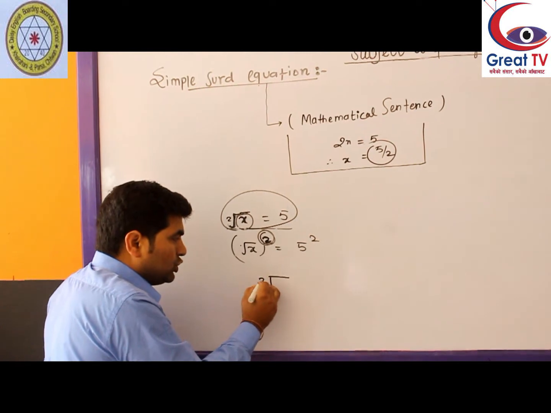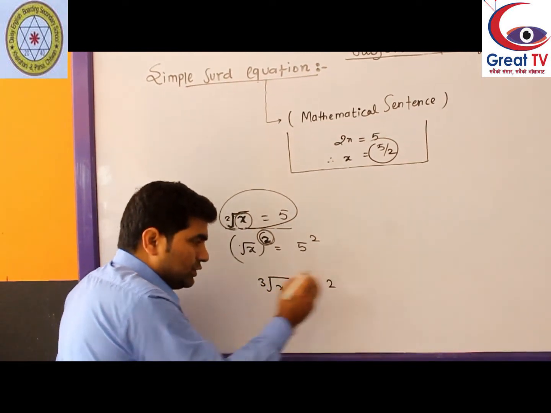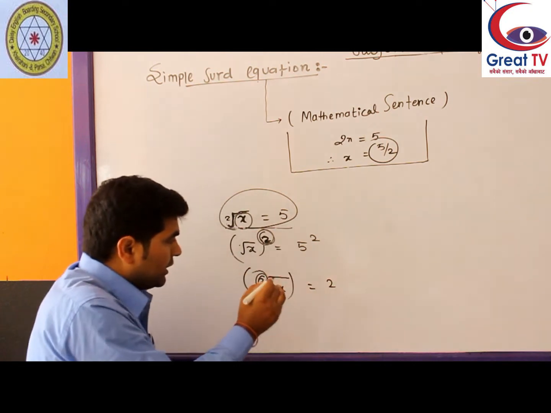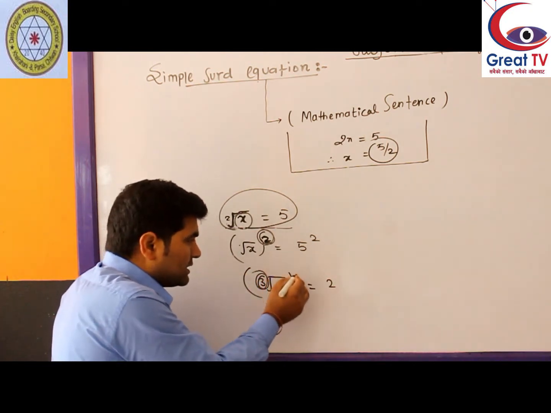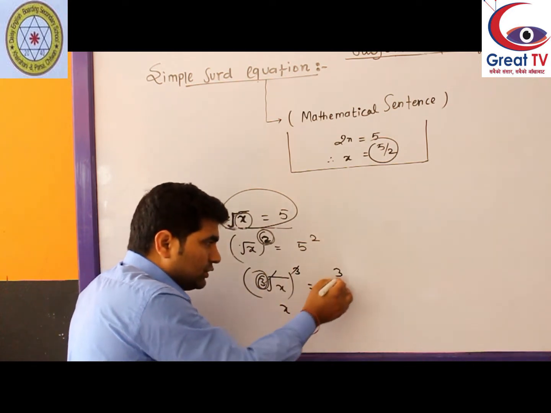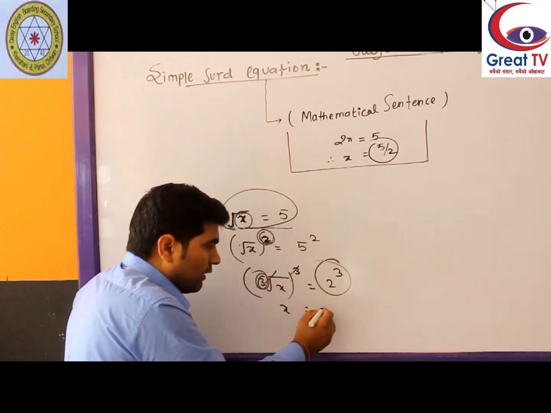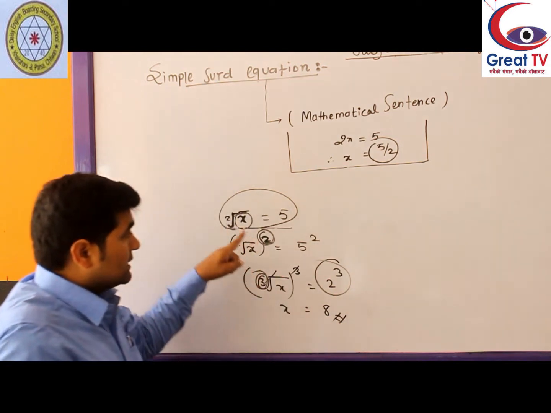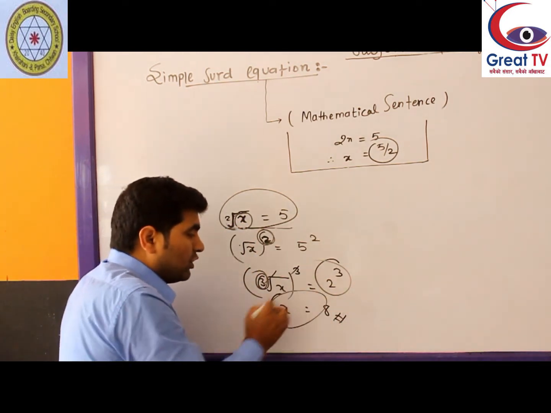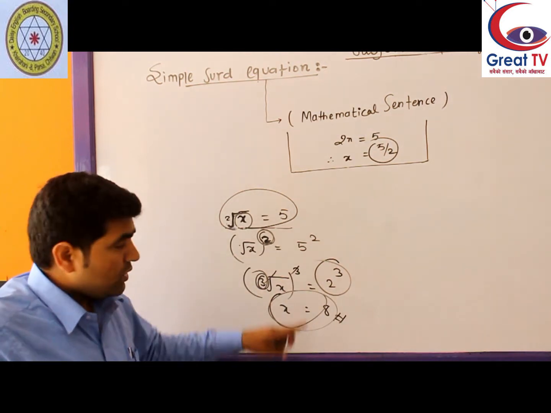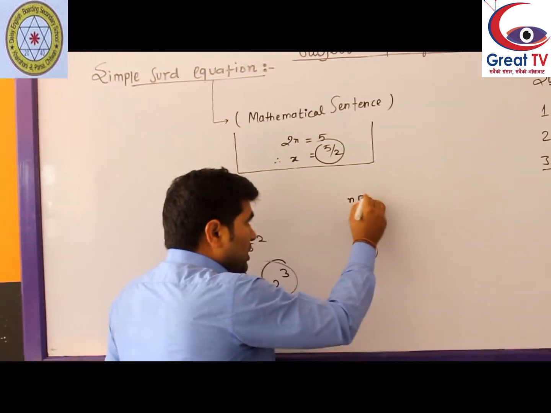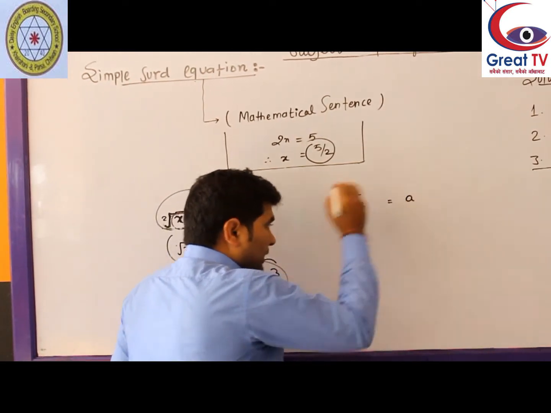If here cube root under x equal to 2, here the order of the surd is 3, so we should give power 3 on both sides of this equation. The value of x equal to 2 cubed, that is 8, is the root of this, so the value of x equal to 8. For this one, a most important axiom.